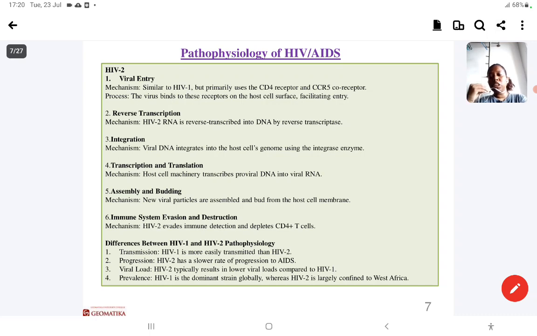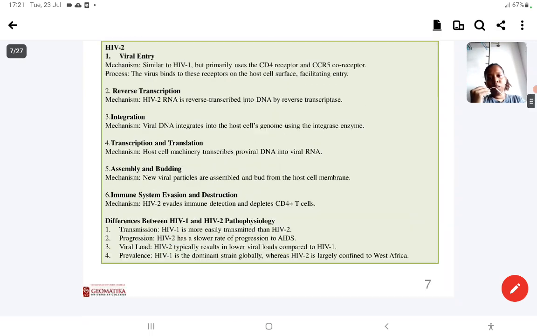The differences between HIV-1 and HIV-2 based on pathophysiology: for transmission, HIV-1 is more easily transmitted than HIV-2. For progression, HIV-2 is slower to progress to AIDS. For viral load, HIV-2 typically results in a lower viral load compared to HIV-1. For prevalence, HIV-1 is the dominant strain globally, whereas HIV-2 is largely confined to West Africa. Okay, next we move to the next slide.